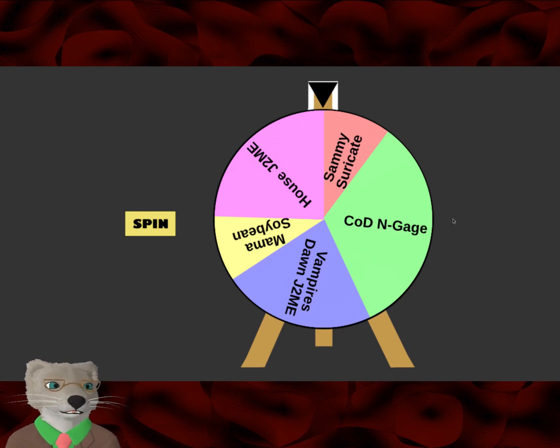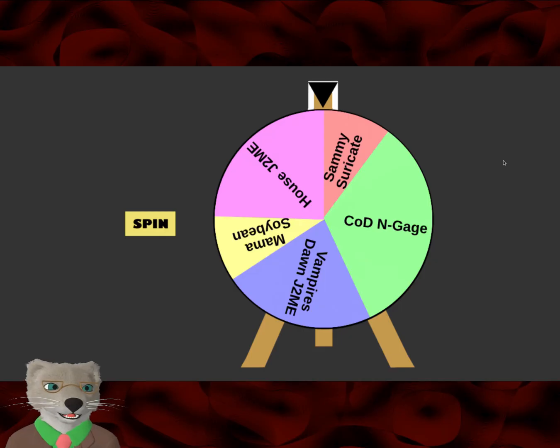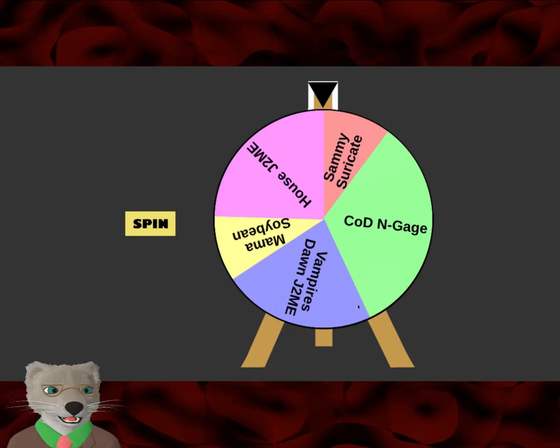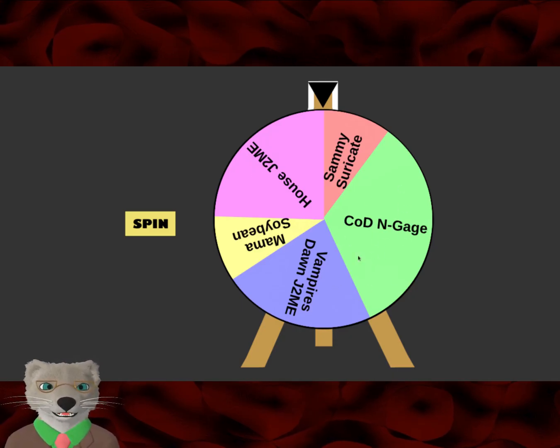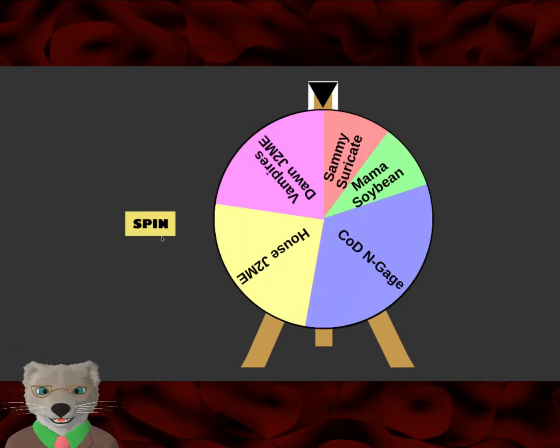Here are the votes. We're gonna decide what to play. Then I'll set it up and do my midstream break, and then we'll come back. So let's see what it is. Kind of equal. Fewer votes for Mama Soy and Sammy Surikit, but there's a slight advantage to Call of Duty for the N-Gage, but not huge.